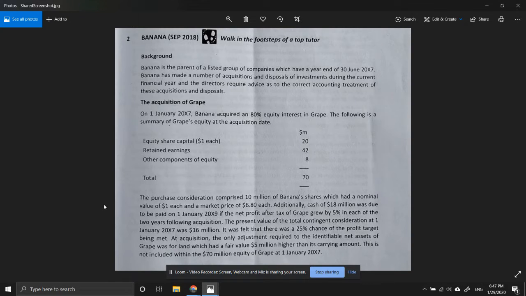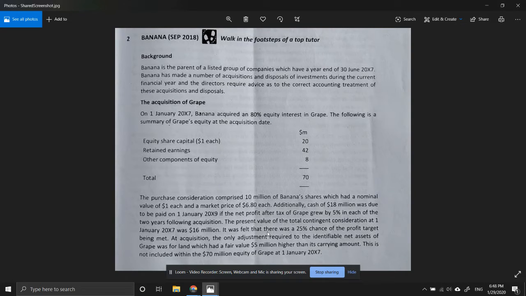And then additionally, cash of 18 million was due to be paid on 1st Jan 20x9, so that means after 2 years, if the net profit after tax of Grape grew by 5% in each of the 2 years following acquisition. So net profit has to increase by 5%. The present value of the total consideration at 1st Jan 20x7 was 16 million. This is also given, so it's easier now. No need to discount or anything.